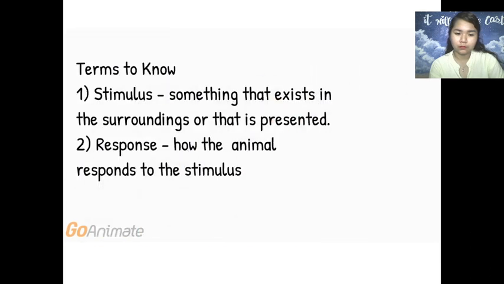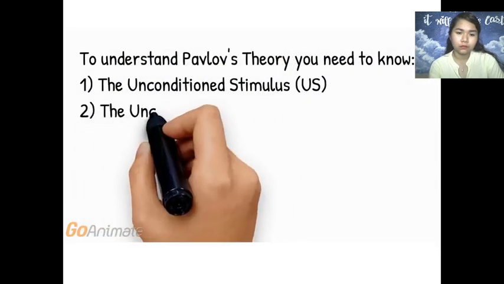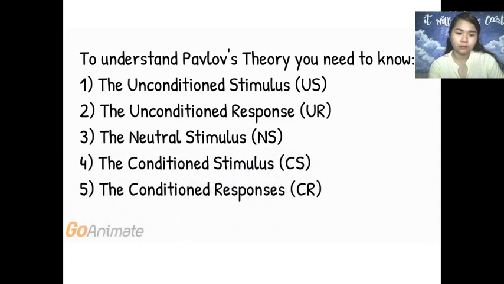So before we get started, I'm just going to review what a stimulus is. A stimulus is anything in your environment that's presented to a person or an animal, and the response is the animal or human's response or reaction to that stimulus. To understand Pavlov's theory, you need to know the following terms. The first is the unconditioned stimulus, US, unconditioned response, UR, neutral stimulus, NS, conditioned stimulus, CS, and conditioned response, CR. The video will go over all of these so you know them well.